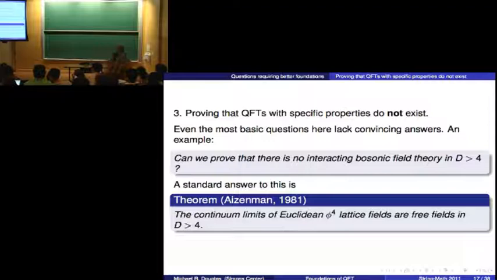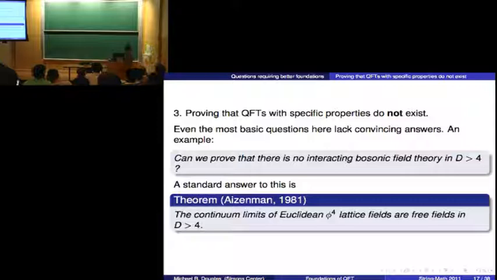There's a well-cited theorem of Aizenman. And it's of course a correct, rigorous theorem within the assumptions he stated. So the continuum limits of Euclidean φ⁴ lattice fields, where the action has the kinetic term and φ⁴, are free fields in these dimensions. And it's a fairly short and illuminating proof. But of course it doesn't prove there's no such theory.